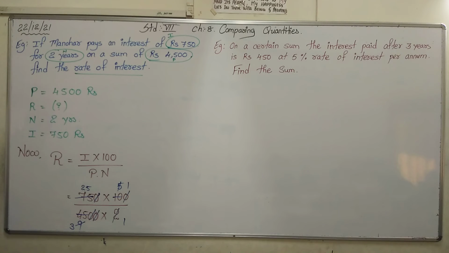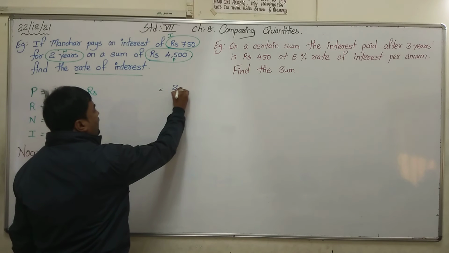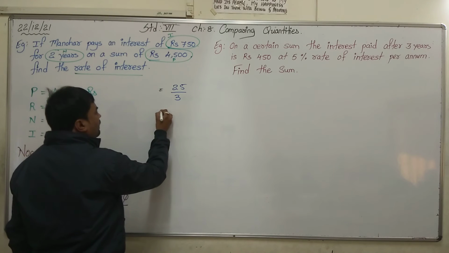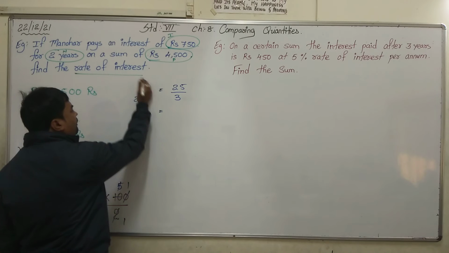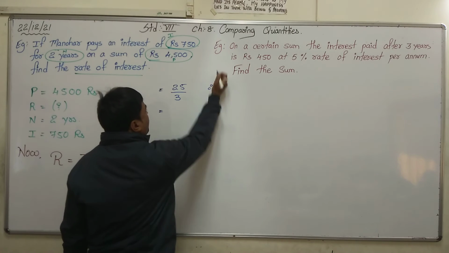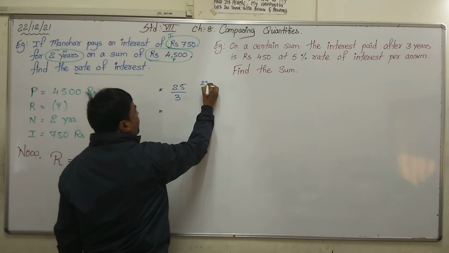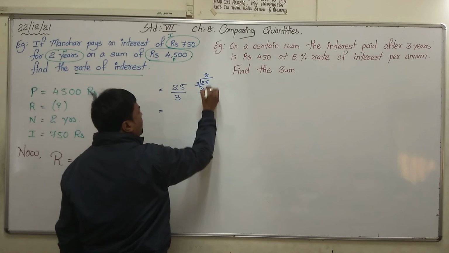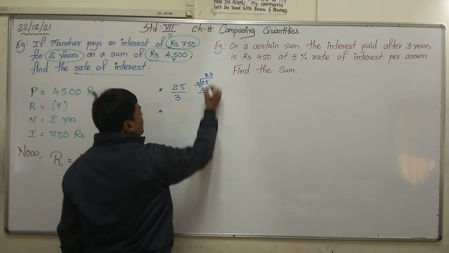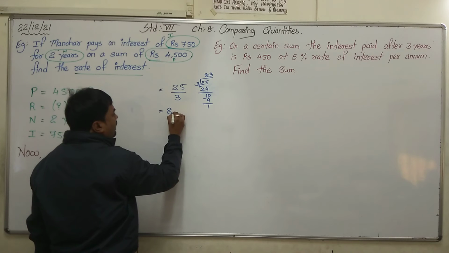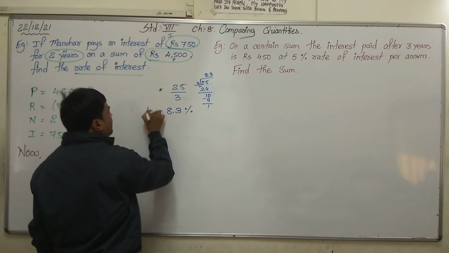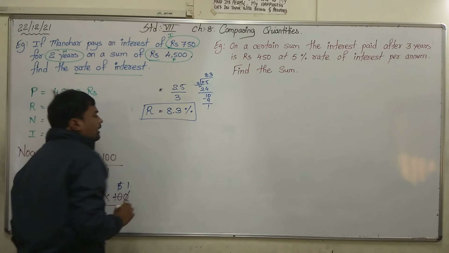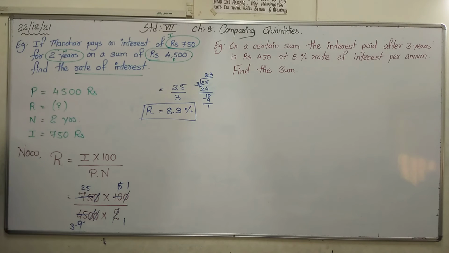Is there anything to cancel? So that will be 25 upon 3. That is equal to 25 divided by 3. 3 eights are 24. How many remains? 1. 3 threes are, how many remains? So the division continues. That is 8.3%. So what is the rate of interest? It will be 8.3%. Do you understand? Do you understand?